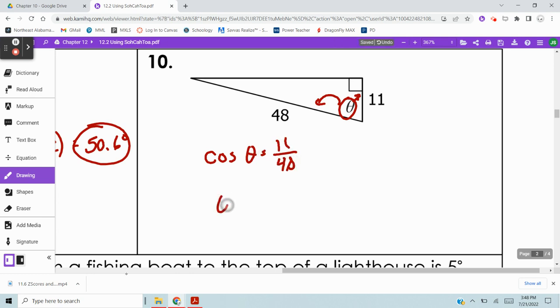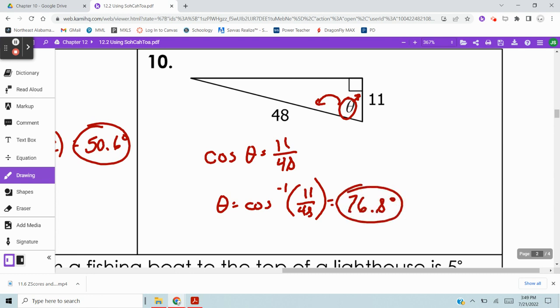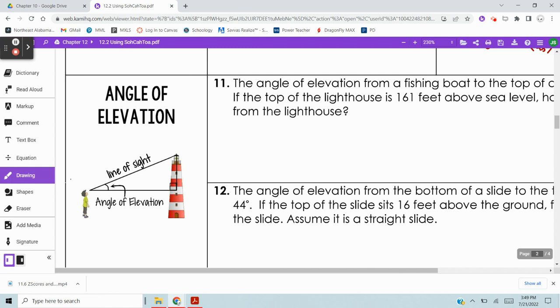To move the cosine over again, we'll turn it into inverse cosine since we're looking for the angle. The inverse cosine of 11 over 48. We type that into our calculator and we get 76.8 degrees.